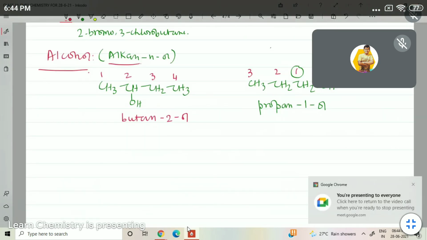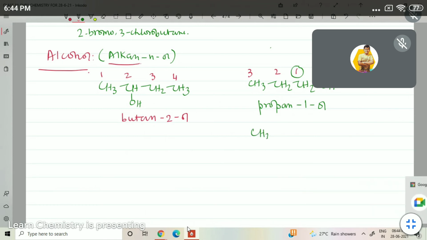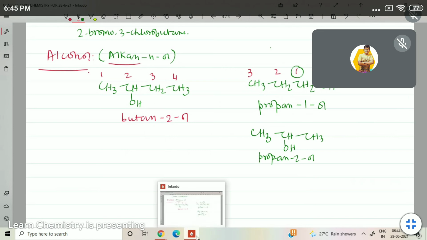Understood? Yes sir. For example, this one is propan-2-ol, and this is propan-2-ol. And if you say propanol, you are not clear whether you are talking about propan-1-ol or propan-2-ol. So this might create confusion. Now to avoid this confusion, we have to put propan-1-ol or propan-2-ol. Okay, so alcohol is done.